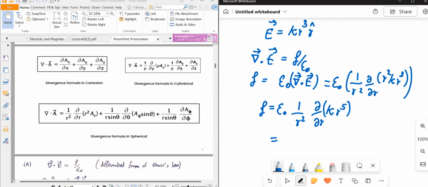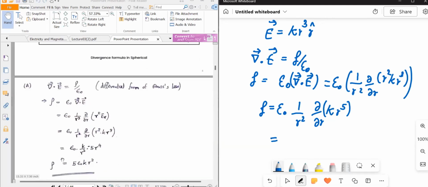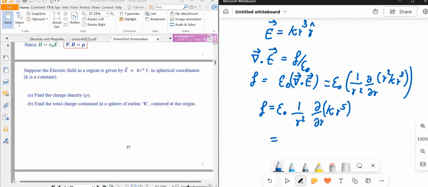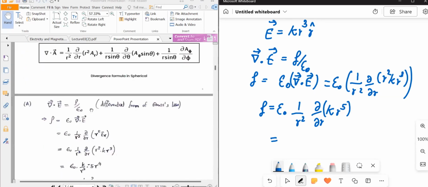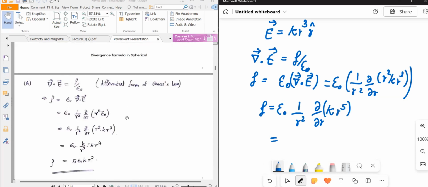So what is the answer? Now, if you do the calculation correctly, you should be able to get this answer. So check whether you are getting this answer as the charge density in the given electric field here. Then also we need to find the total charge obtained in the sphere of radius r. Let me know any questions up to this point, or have you got the same answer? What answer did you get?